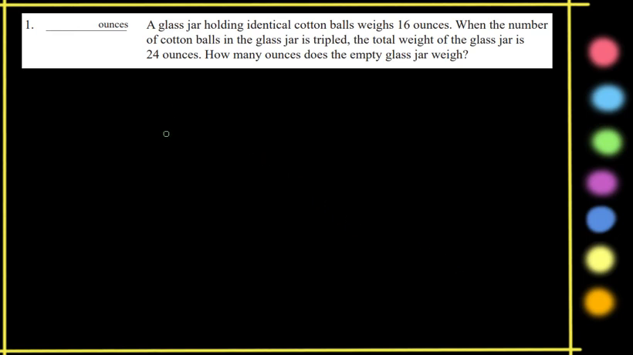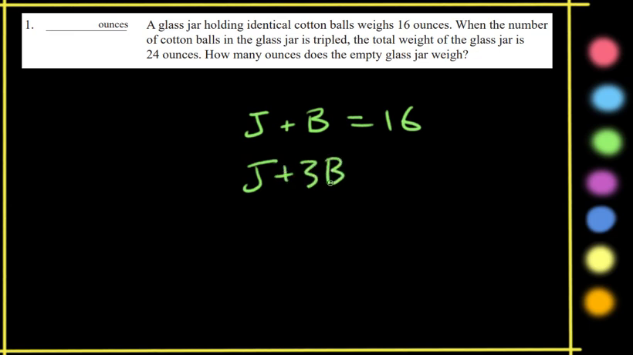This one says that you've got a glass jar holding some cotton balls, and altogether it weighs 16 ounces with the jar and the balls. So the jar plus the balls is 16 ounces. And when the number of cotton balls in the glass jar is tripled, the total weight of the glass jar is 24 ounces. So you've got jar plus 3 times the number of balls, and the balls all weigh the same, so that's just going to be 3 times the weight. That's going to be 24.